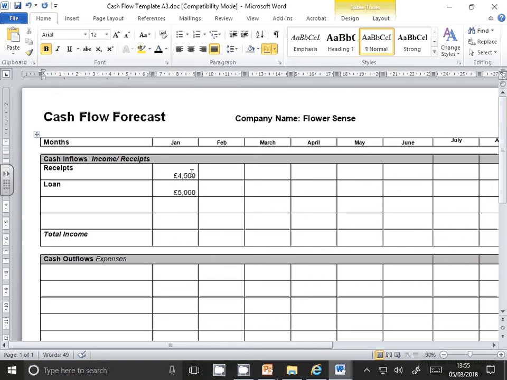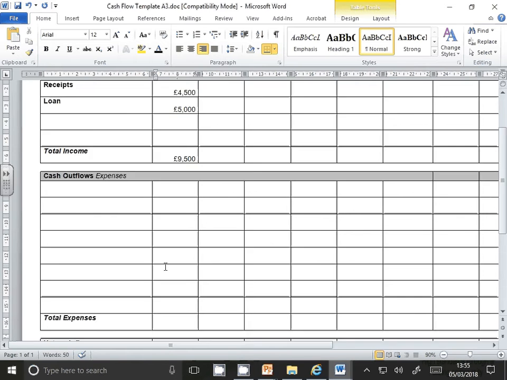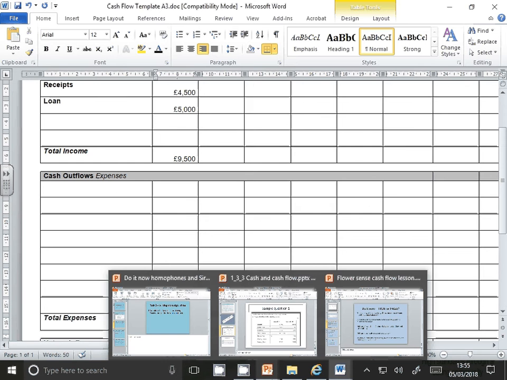That's how much they're going to receive. Now, if we add these two together, that tells us that their total income in January is going to be 9,500. So there's the first bit of the cash flow forecast completed. We now need to have a look at what their expenses are. So let's go and have a look.